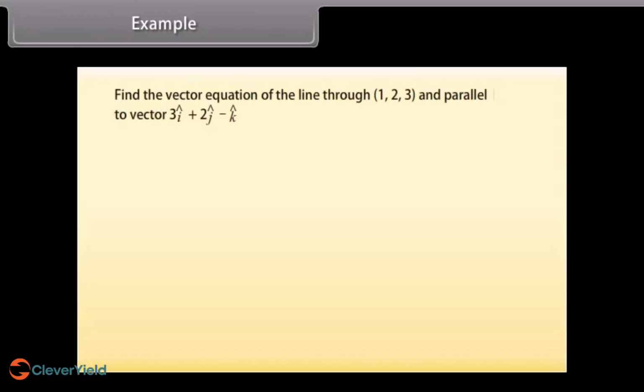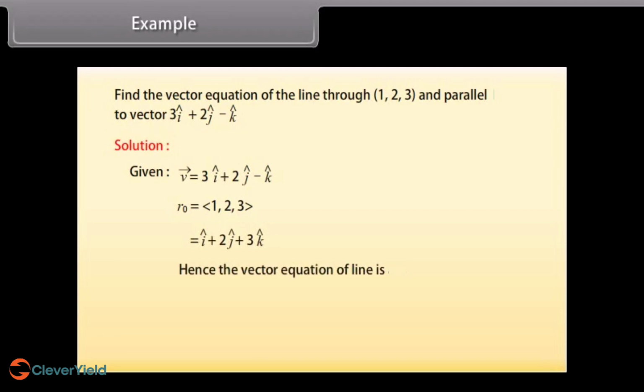Example. Find the vector equation of the line through (1, 2, 3) and parallel to vector 3i plus 2j minus k. Solution. Given vector v equals 3i plus 2j minus k. Position vector a equals (1, 2, 3) equals i plus 2j plus 3k. Hence the vector equation of the line is r equals i plus 2j plus 3k plus t times (3i plus 2j minus k), which equals (1 plus 3t)i plus (2 plus 2t)j plus (3 minus t)k.